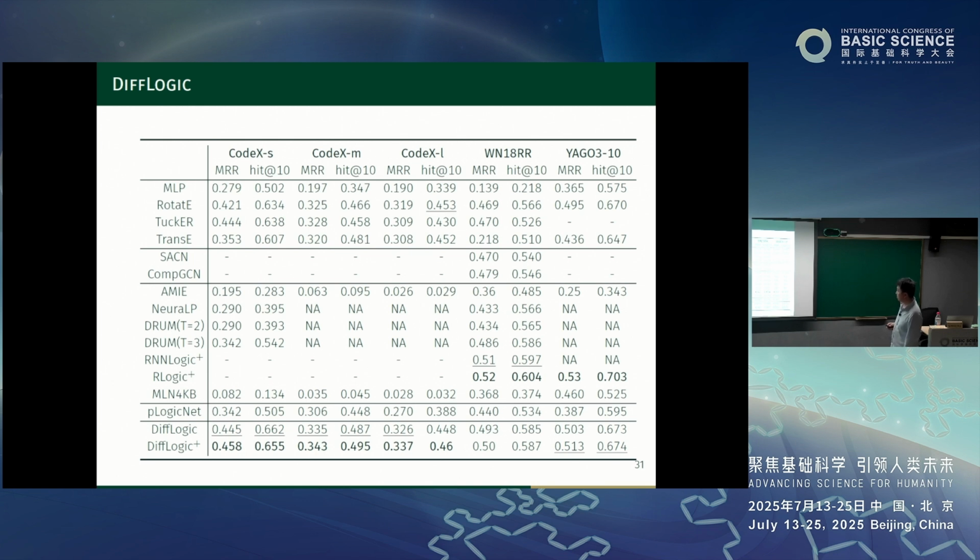Here are the results. These are 5 data sets. Ours is the best on the first three. But in the last two, we are not. Why? This one is better than ours because they have a rule mining procedure. They can mine more rules than ours. We have fixed rules. They have a procedure to mine rules, so they have more rules than us. That's why their performance is better than ours.